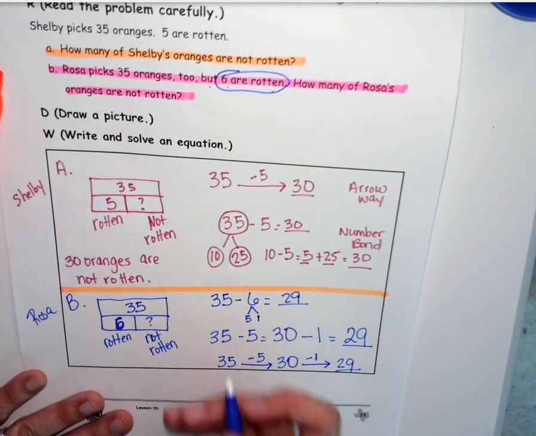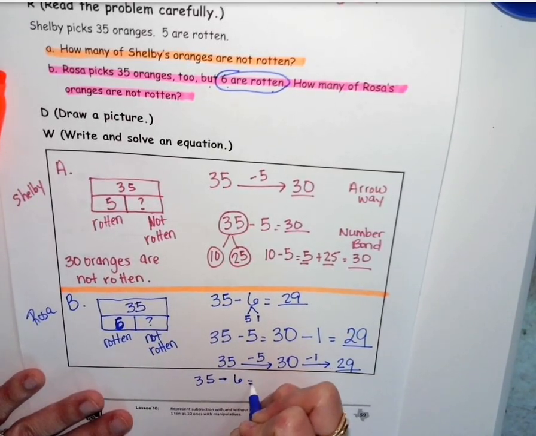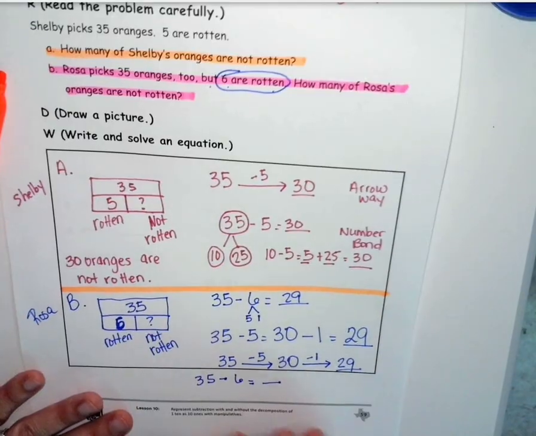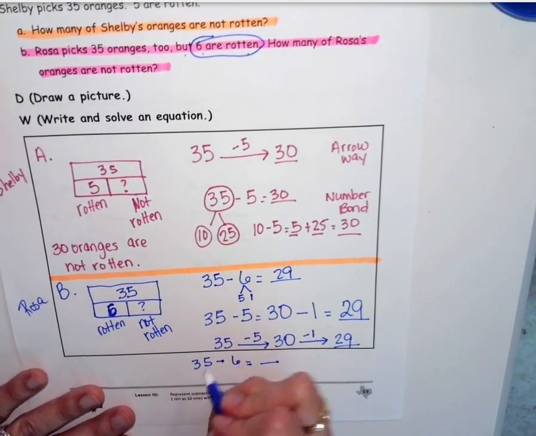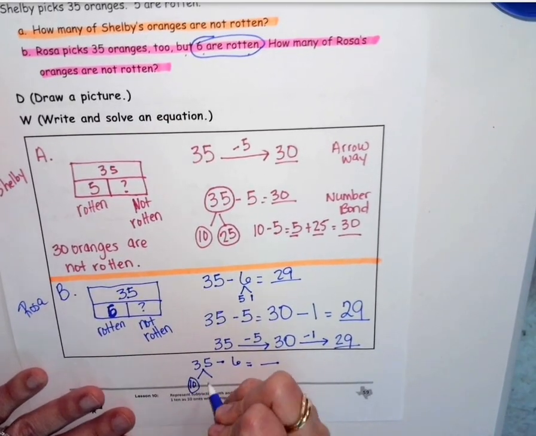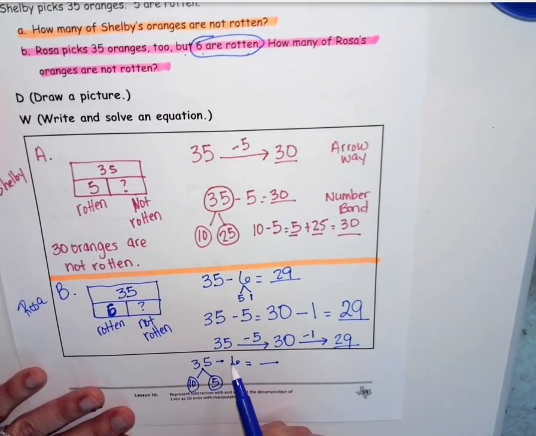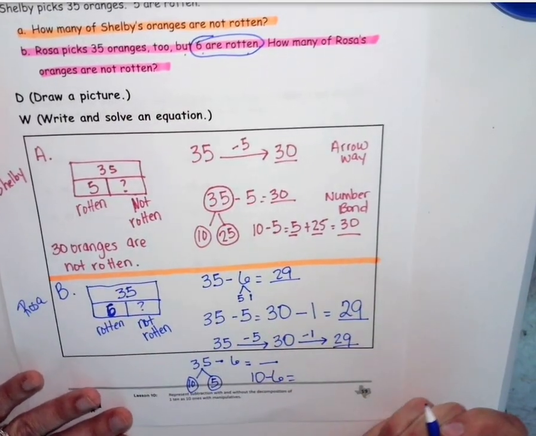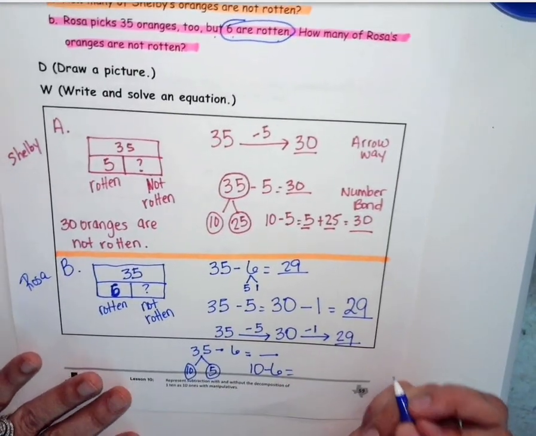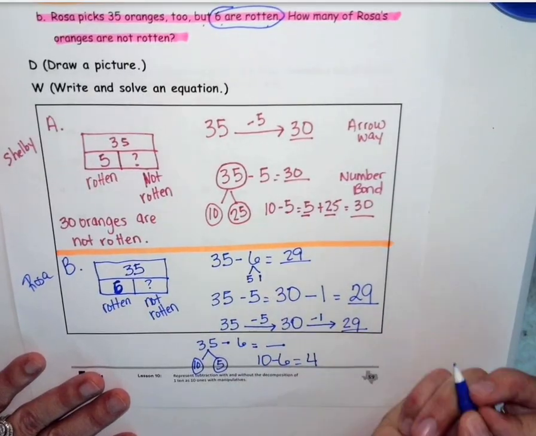I'm going to try the number bond. 35 minus 6 equals blank. I'm going to do the number bond because I'm going to take 10 from 35. Remember the take 10? Okay, so let's take 10. We have a 10 here, and then we have a 5 here. Who am I going to subtract first? 10 minus who? 10 minus 6. So I'm going to do 10 minus 6. How much is 10 minus 6? 4. 10 minus 6 is 4.